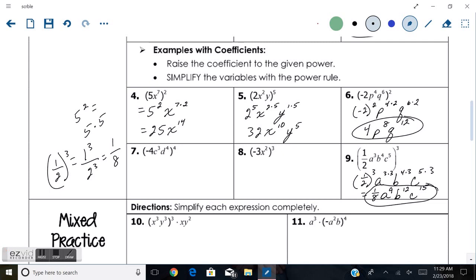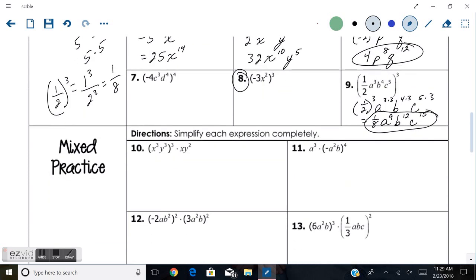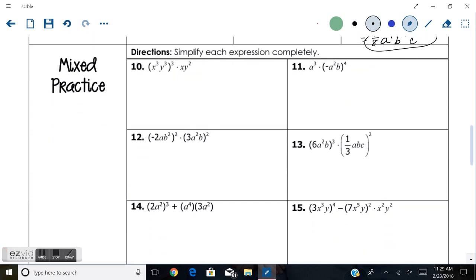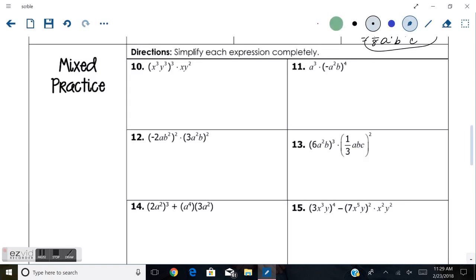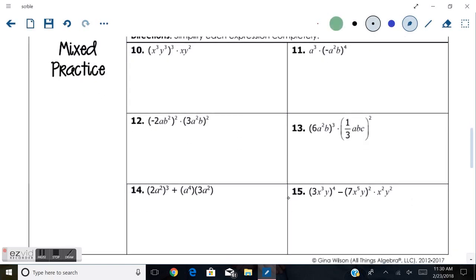All right. So with fractions, if you're having a hard time with taking powers of fractions, make sure you see me so I can work that out for you. I'm going to have you do number 8. All right, mixed practice. This is where we have different things that we're doing all at the same time. So I'm going to do the hardest one first. I'm going to do number 15.